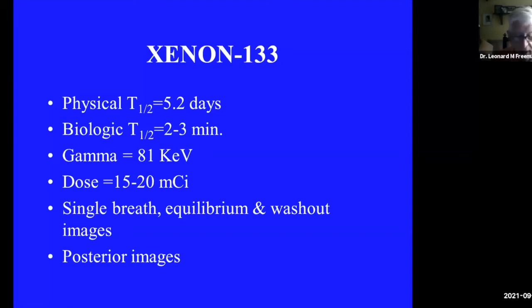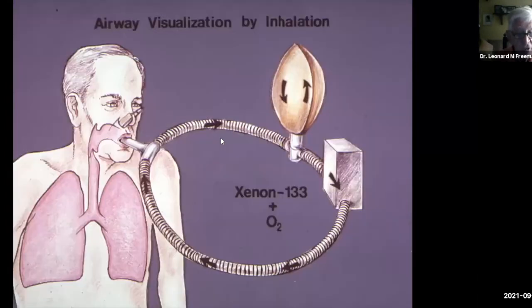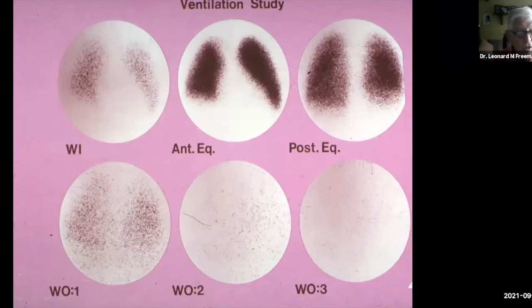And we have the patient take a breath. We do this through a spirometer. The patient breathes in. We take a study during equilibrium, and we then do washout images. And here you see just a picture of the type of apparatus that can be used. Here's wash in, WI, wash in, equilibrium, and then wash out, okay?